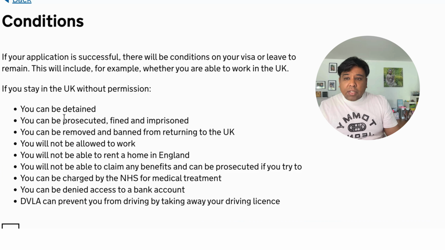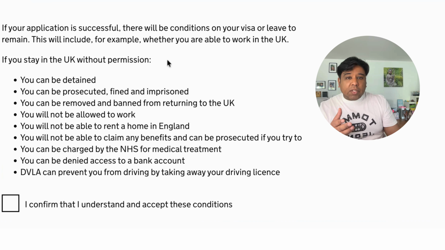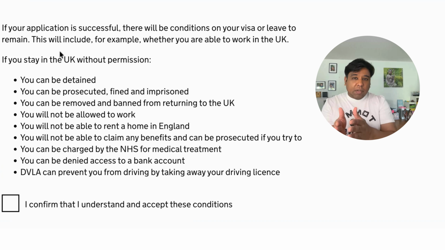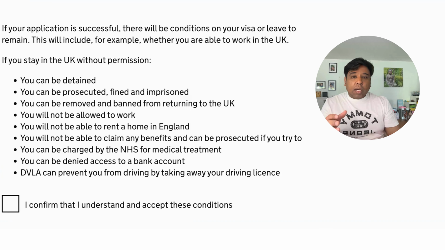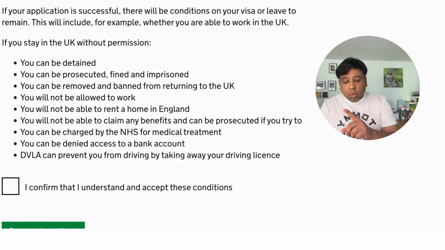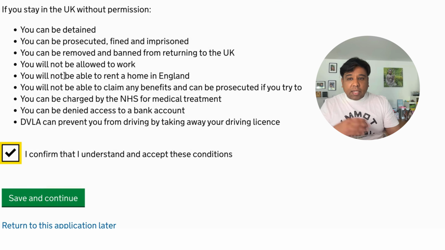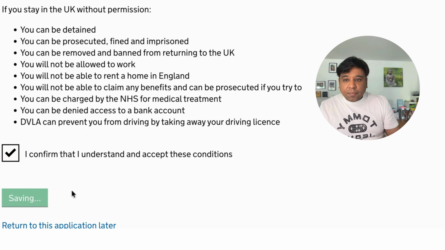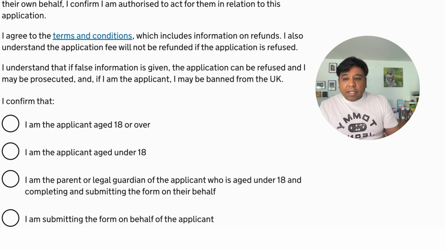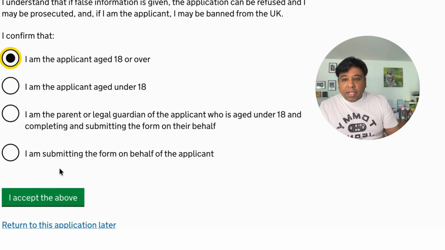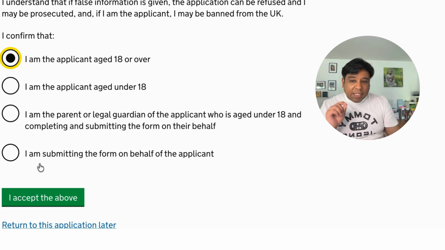Okay. Now the conditions, if the application is successful, there'll be conditions on your visa. So for example, this visa is going to be for 33 months. You'll be able to work, you'll be able to do everything, but you have to make sure that you will not stay in the UK without permission. So these are the criteria. You consider that, yes, you understand these. You give a declaration that I'm above the age of 18. If your husband is submitting on your behalf, then he will be selecting this.